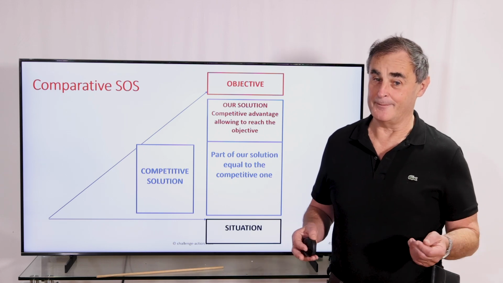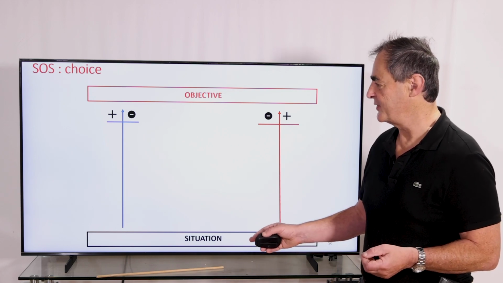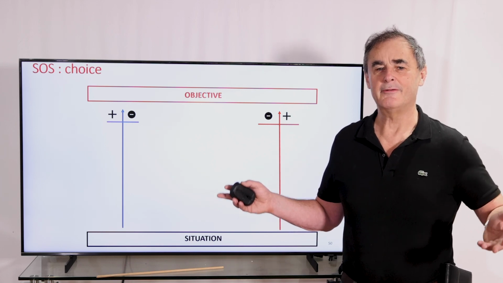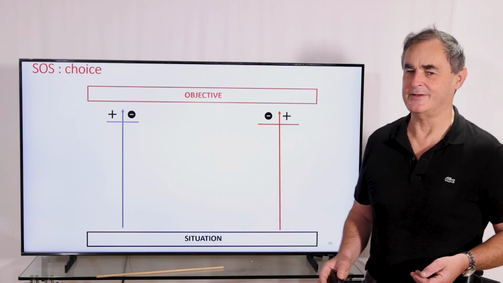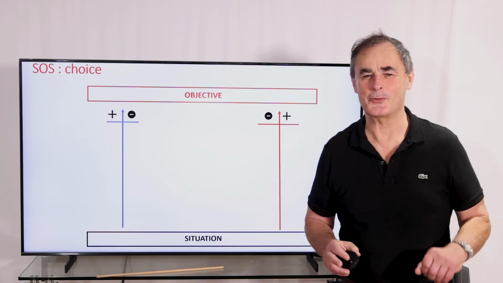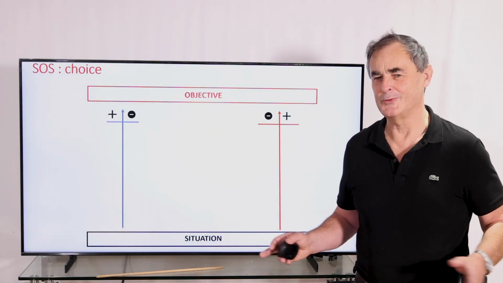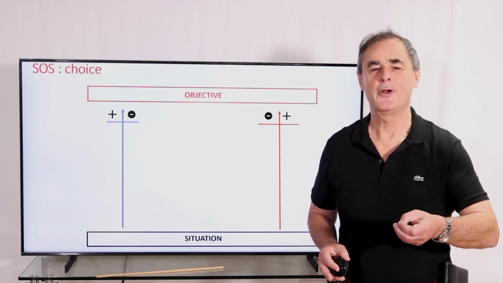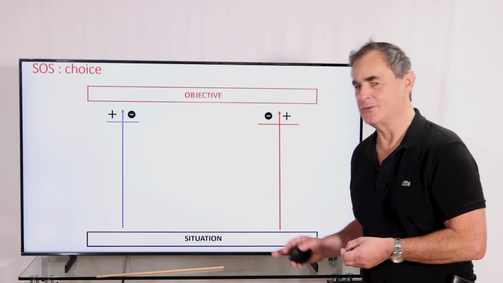Now there is another way too, which is a bit more complicated. You still have the situation, the objective, and you admit that there are two solutions. And you know very well that in each solution there are advantages and disadvantages. So that's one solution, the other solution. I'm going to ask you the question: which one is going to be your solution? This one or this one? You don't know? Obviously it's going to be this one. Why? Because the client always remembers what he heard at the end of the sentence. So you want to finish with your solution.